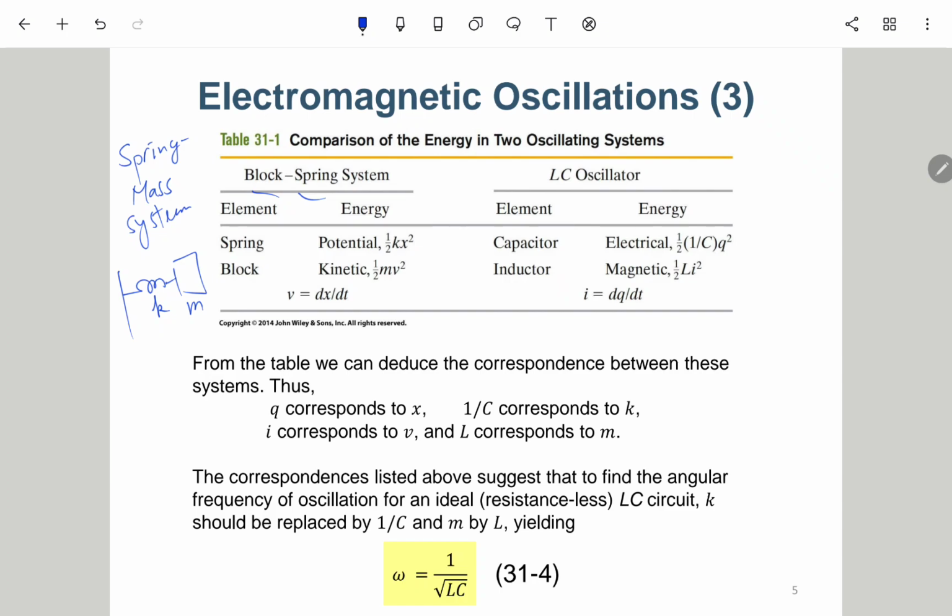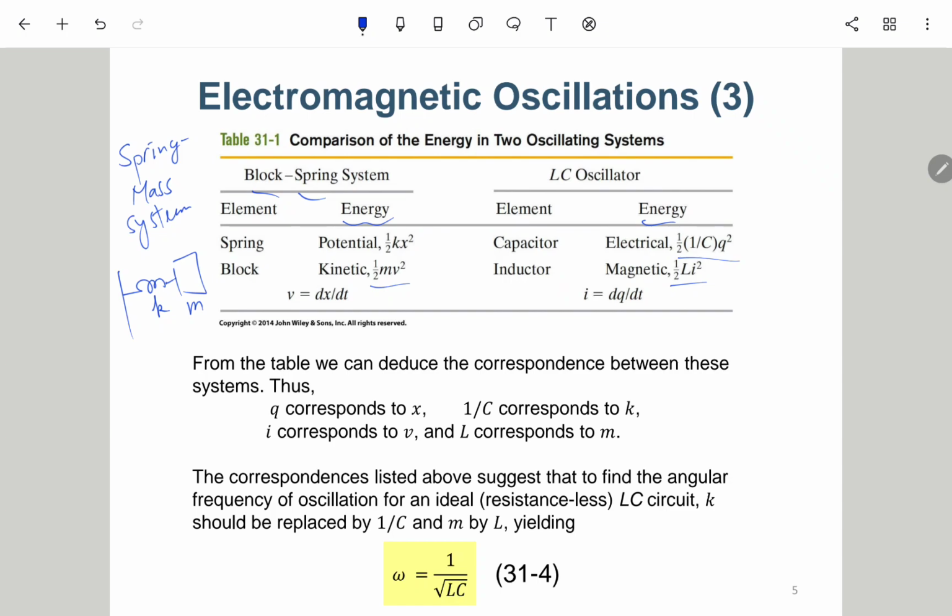So here the comparison is from the energy point of view. For the LC oscillator, we have 1/2 times 1 over C times Q squared, or 1/2 CV squared. And here we have a block, where 1/2 mv squared is the kinetic energy. For the inductor, we have 1/2 LI squared.